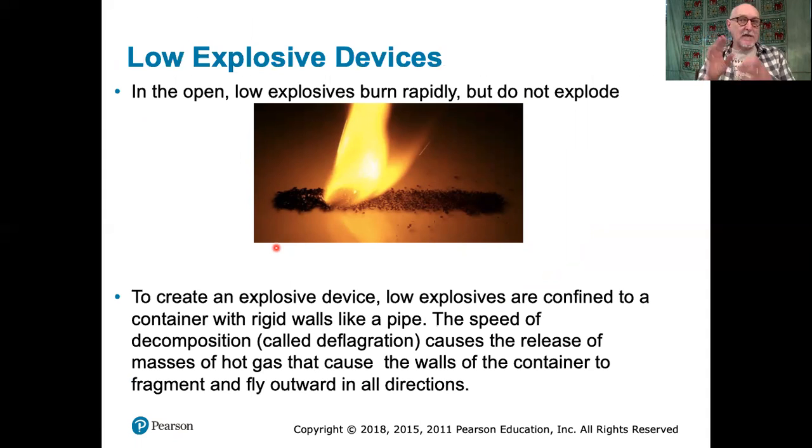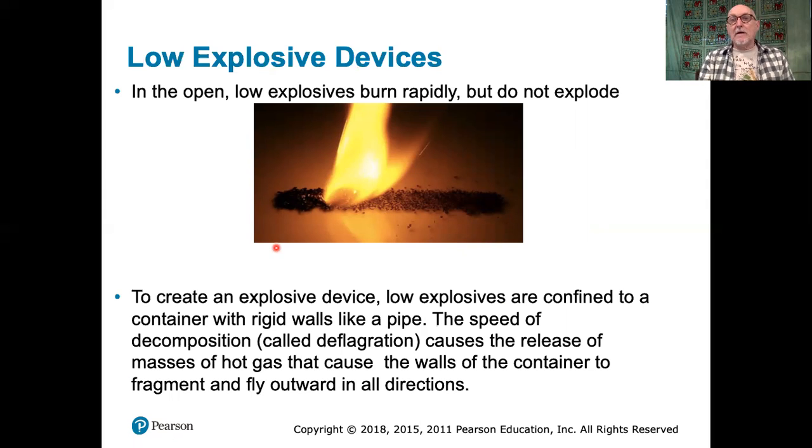Now you can picture it in the following way. When we talk about these explosives, we're going to initiate oxidation at a particular point in the amount of explosive that we have, and that oxidation is going to spread rapidly through the whole substance at a certain rate. And in low explosives, that progression is relatively slow. It's much faster than a fire, but much slower than in high explosives, which we're going to talk about in a minute.